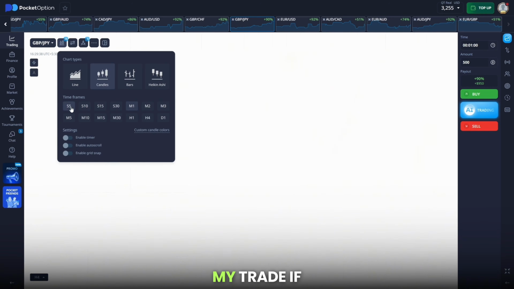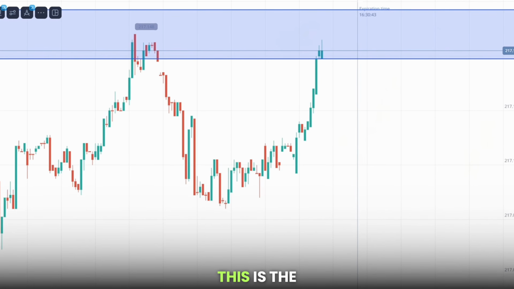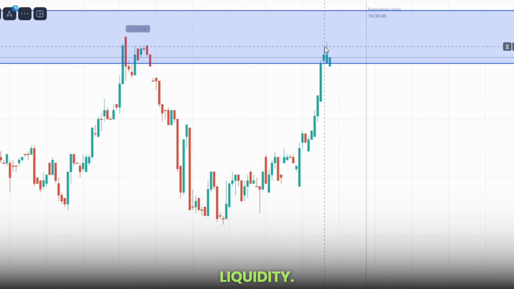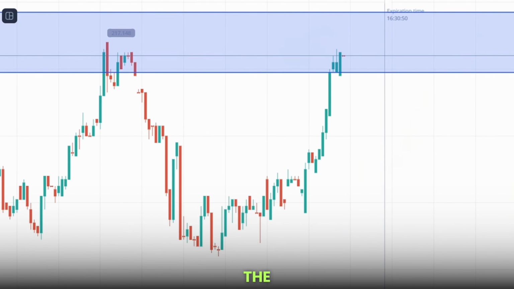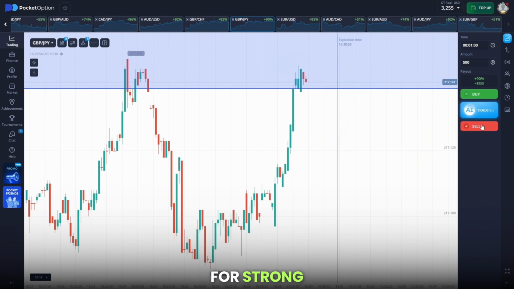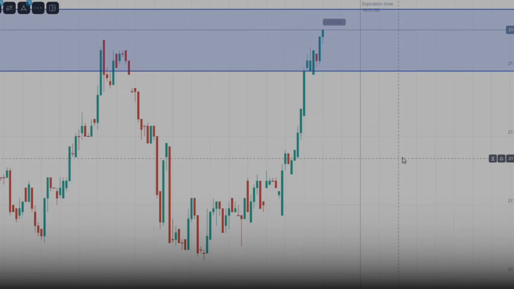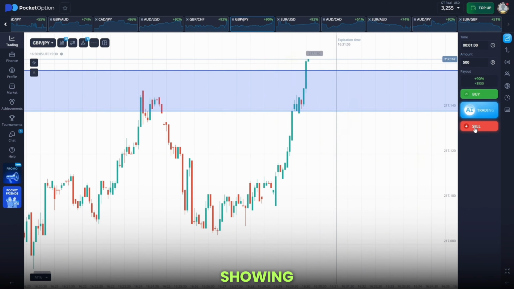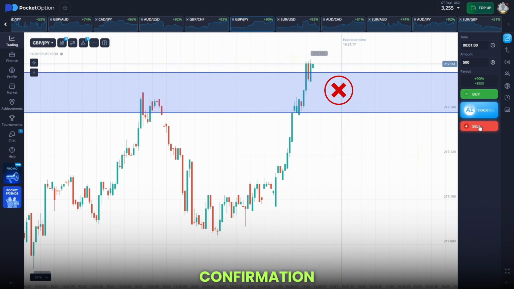This time I will place my trade if I have strong bearish reversal patterns. Wait, this is the reversal just to grab liquidity. Let me first take the trade, then I will explain the strategy. I'm looking for strong confirmation. If we have a breakout from this level, I'll place a trade. It is showing breakout, but I think the price will not break. No strong confirmation as of now.